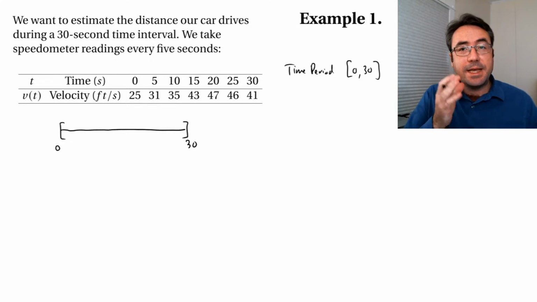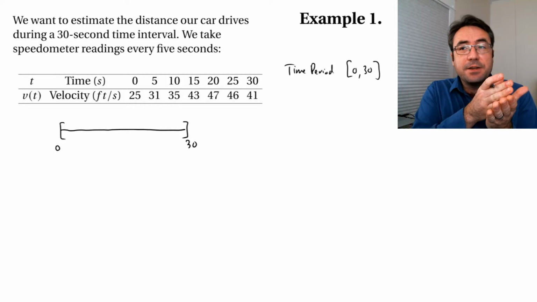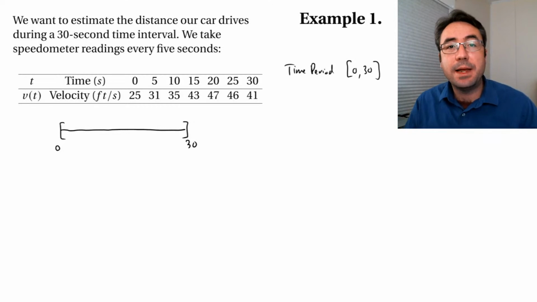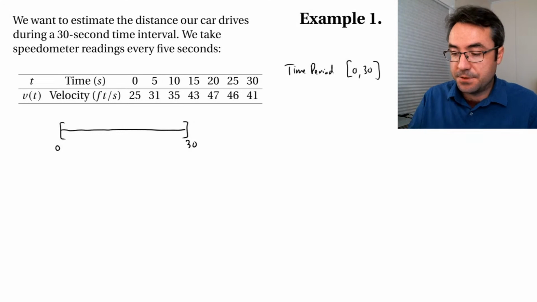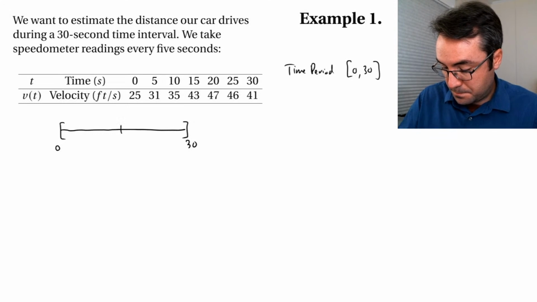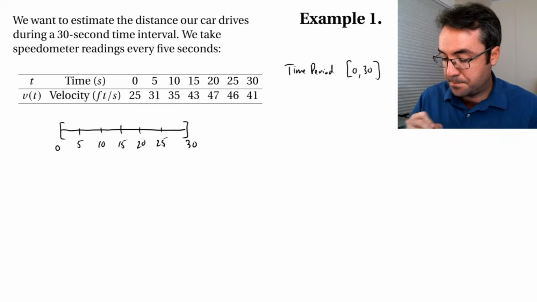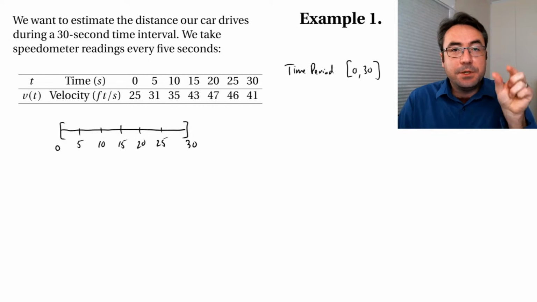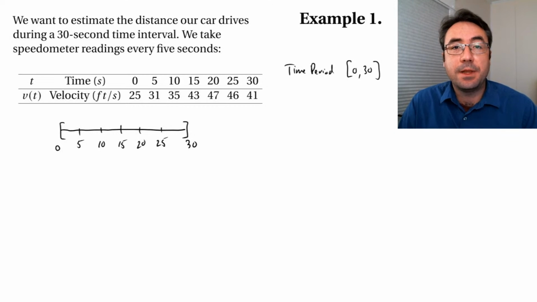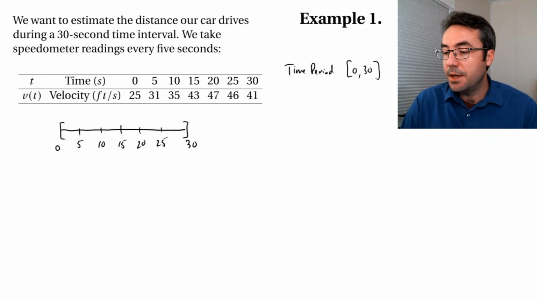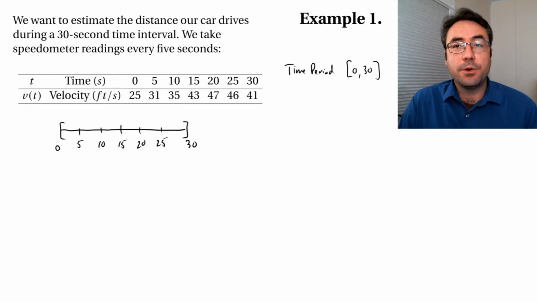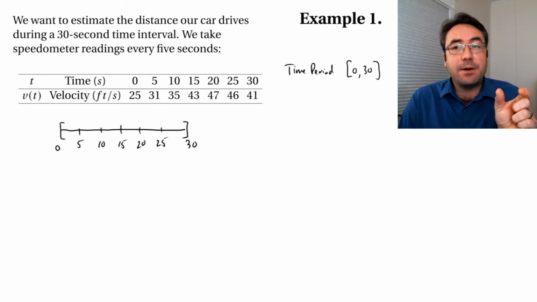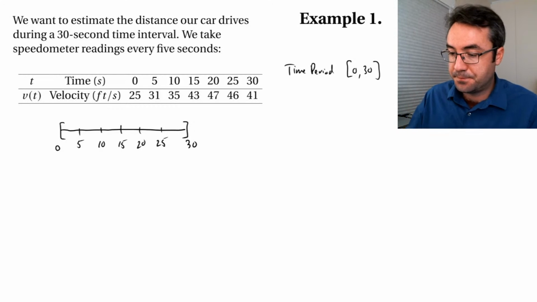And what we've done by taking those speedometer readings is effectively we've sliced up that time interval into many different little smaller subintervals, something like that. So each of those little subintervals has the same width to it, basically. And so for each subinterval, we're going to assume that we travel at a constant velocity during that small subinterval.